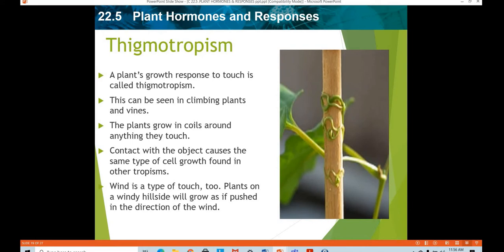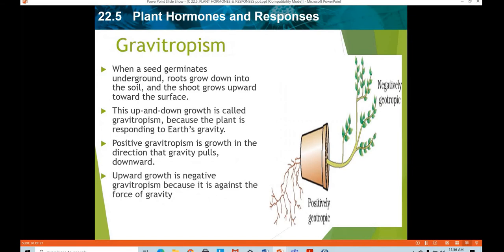So wind is also a type of touch. Plants on a windy hillside will grow as if pushed in the direction of the wind. Even when the wind touches them, they grow the opposite direction of the wind, because they grow as if they are being pushed by the wind, because they are feeling touched by the wind. This tendency, or this response to the stimulus of touch, is known as thigmotropism.